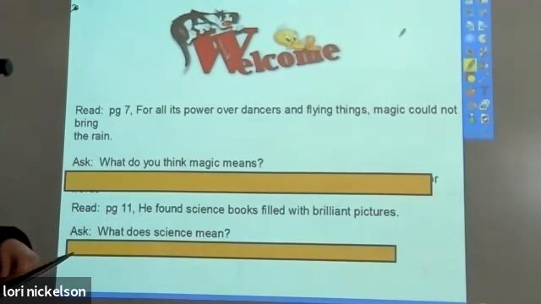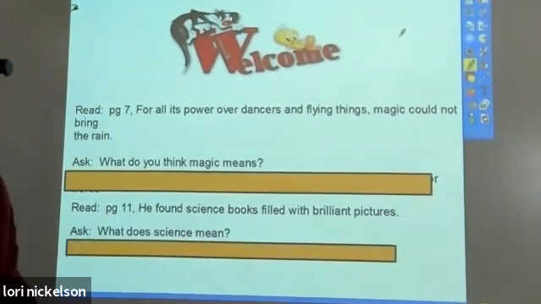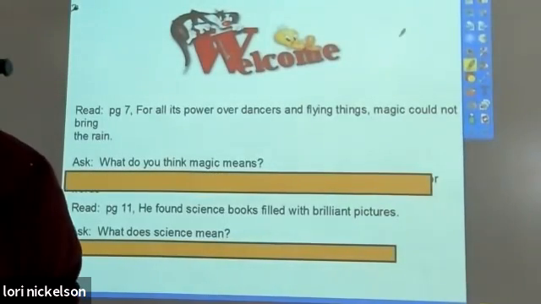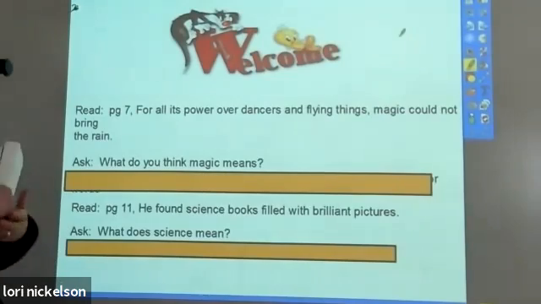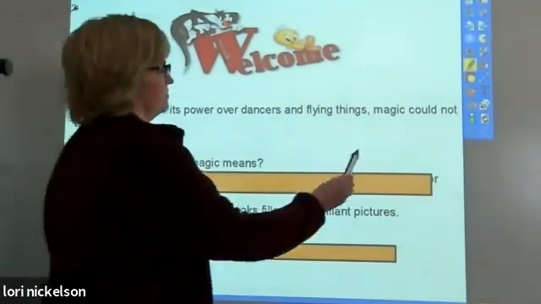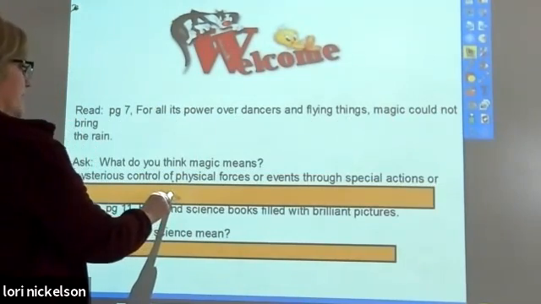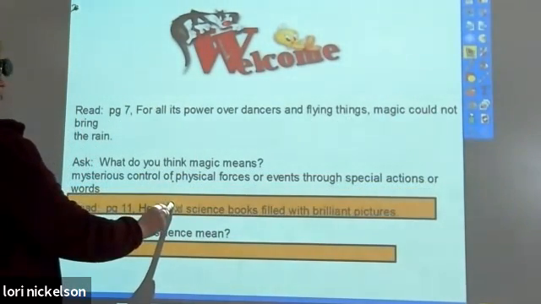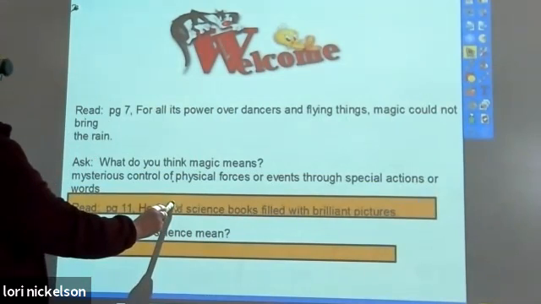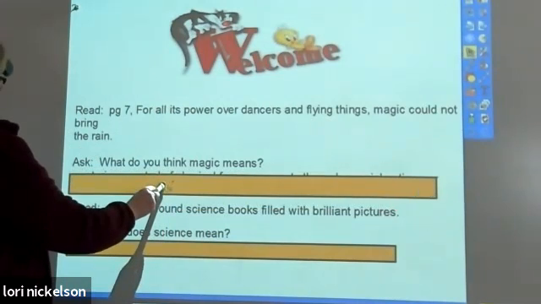So let's think about that word magic. What do you think magic means here? Do you think it's like a control over something? Let's read it here. Magic means mysterious control of physical forces or events through special actions or words. So it's the control over something.